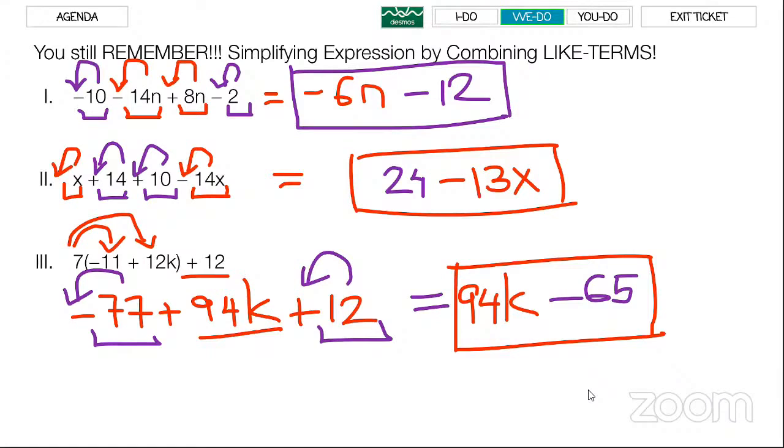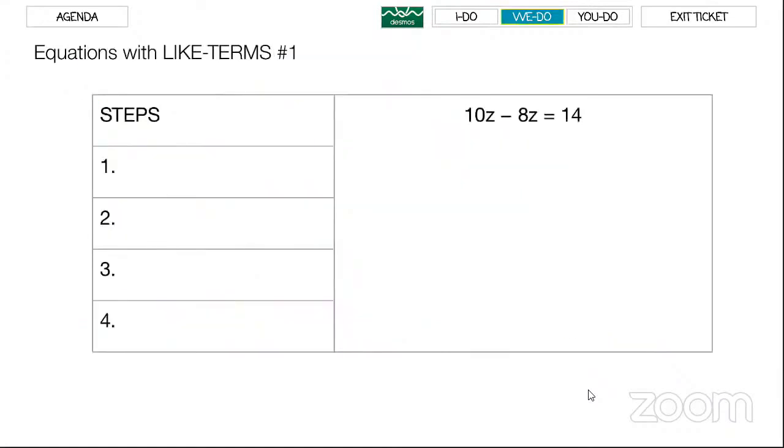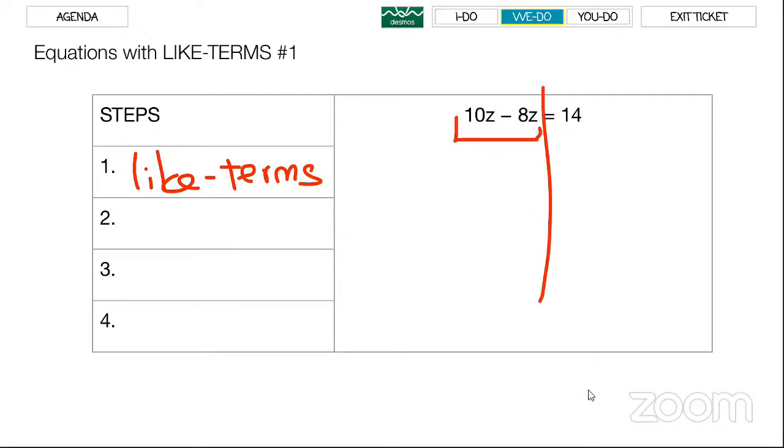And let's take a look at what it looks like combining like terms in equations. These are very similar to the questions that you will see in your IXL practice today. The first step, if there are no parentheses, is to combine like terms. That's step number one. On the left side of the equal sign, both terms have a z. That means you can add and subtract them. So 10z minus 8z, that would become 2z. I combine the like terms and just write down everything else as it is.